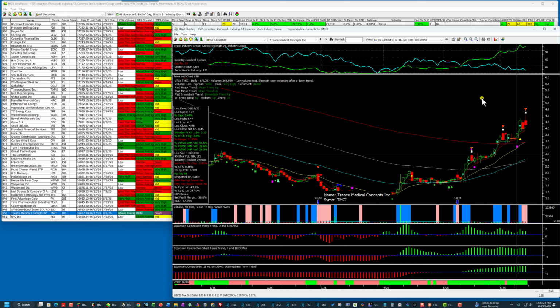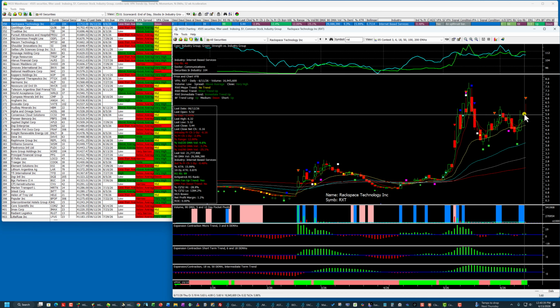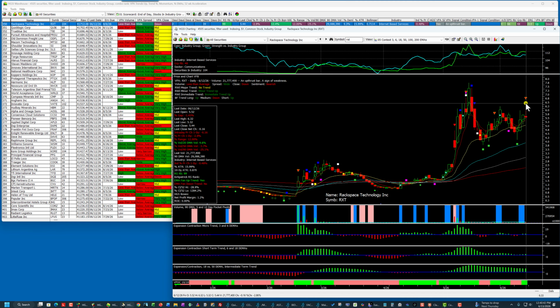Now let's look at RXT. I'll just do it here. And this is the one that says no supply, test an uptrend right here. And it tried to move up. It did move up for a couple of days, and it was rejected right here. But that was the second favorite stock.